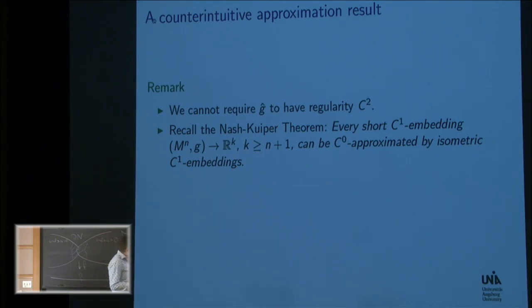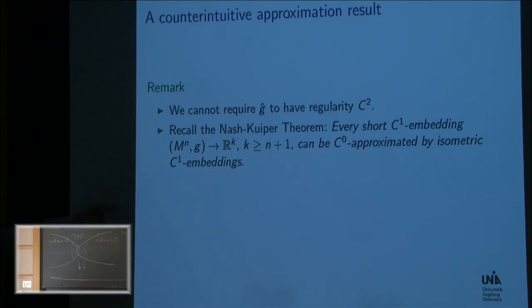Namely, we are talking about Riemannian metrics of low regularity, and then counterintuitive effects can happen. For example, we have the classical Nash-Kuiper theorem that every short C1 embedding, Lipschitz C1 embedding, of a manifold into Euclidean space, dimension n+1 at least, can be C0 approximated by isometric C1 embeddings. So this is a very strong counterintuitive result.